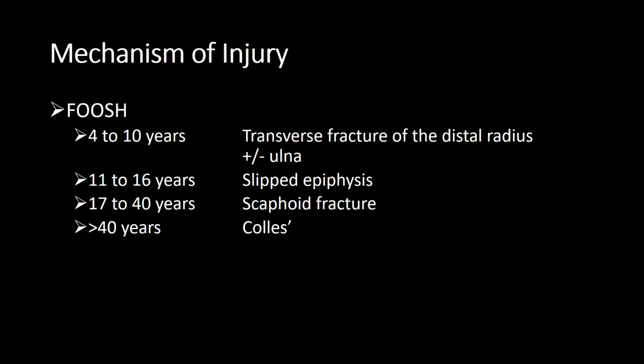Once you get to 11 to 16, when children are going through a period of growth spurts because they're reaching puberty, you get a slipped epiphysis. Now remember, the physis is the unossified cartilaginous zone, and this unossified cartilaginous zone is very slippy, and this is why these kids, when they injure themselves, get a slipped epiphysis, because they get a horizontal fracture through the physis, which causes the epiphysis to slip off the side.